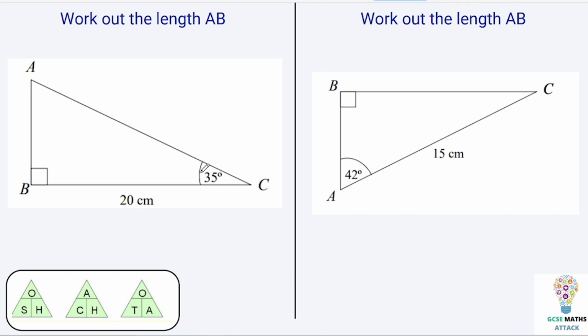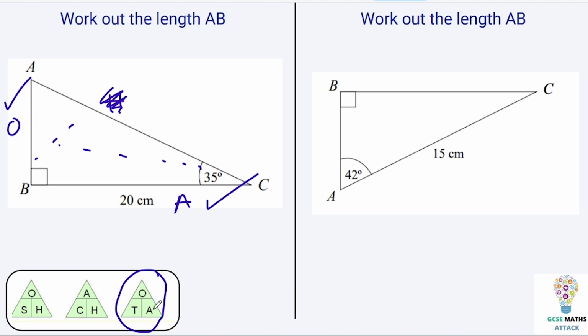Okay, so the first thing you need to do is label your triangle. So that's your O, that's my H, that's my adjacent. Okay, I'm asked to work out AB. Where's AB? Okay, I've been asked to work this out. I've been given the adjacent. So I've been given two pieces of information. I don't need my third piece of information. Which one's O and A? Ooh, O and A is this triangle over here.